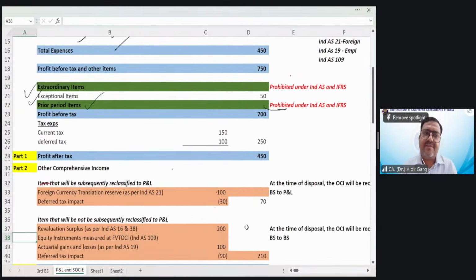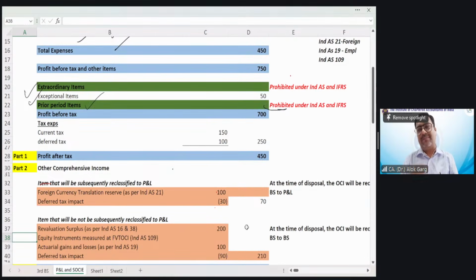So my dear friends, when you read the respective standard, you will be able to know where these items come from. Okay, this revaluation surplus of PPE has to go to the OCI. Foreign currency translation reserve has to go to the OCI. At the time of disposal, this will go to P&L. This will not go to P&L. Okay. This will be routed through P&L. This will not be routed through P&L.